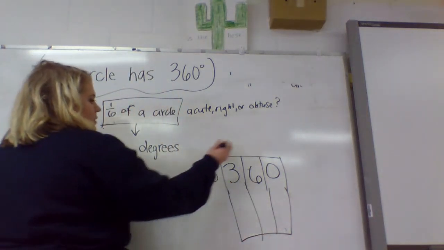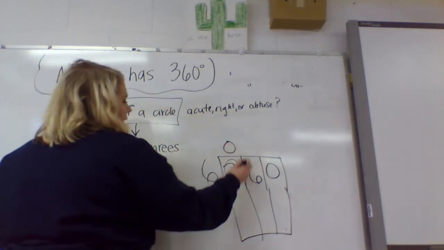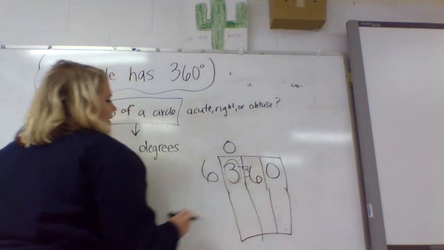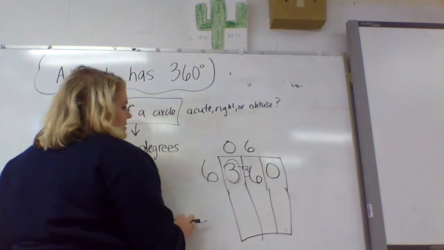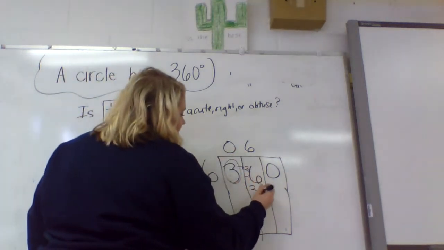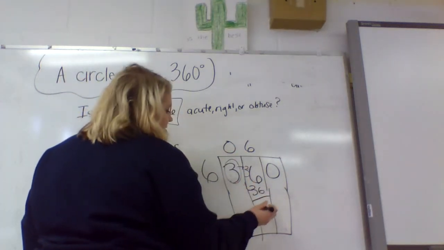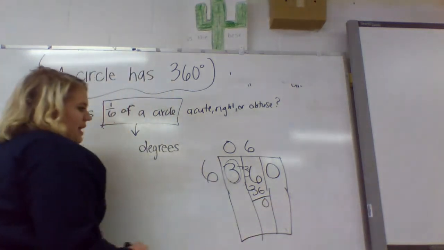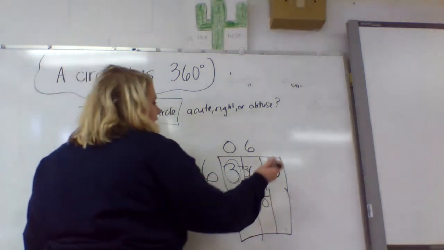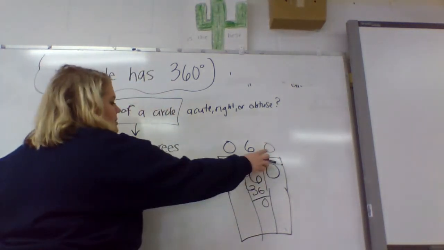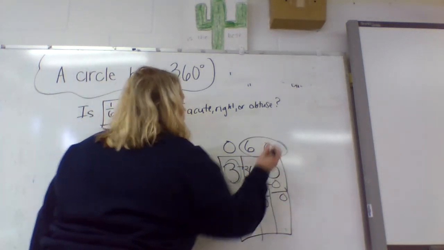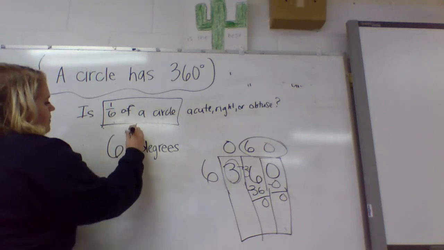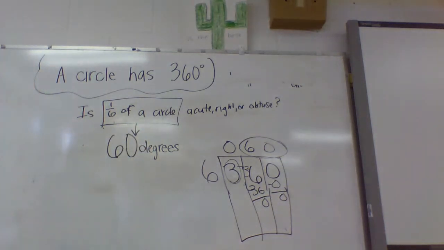6 can go into 3 0 times, so I'm going to carry my 3 over. Now I have 36. 6 can go into 36 6 times. 6 times 6 is 36. I've got a 0, there's nothing to carry. 6 can go into 0 0 times. 0 times 6 is 0. So 1/6 of a circle is 60 degrees.